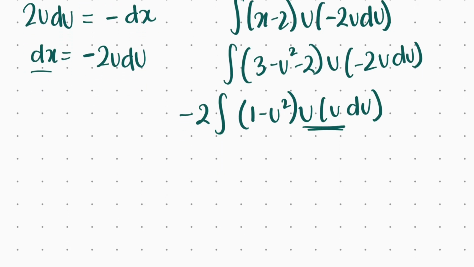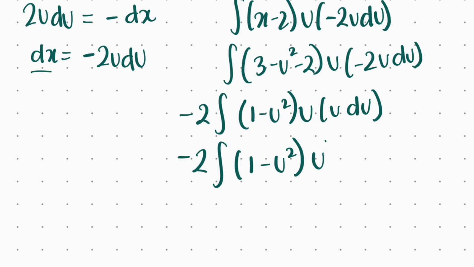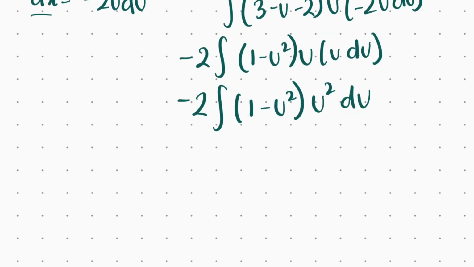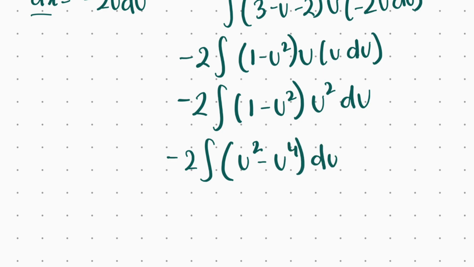Let's multiply these two u's together. Minus 2 integration of u times 1 minus u squared du. Let's just keep on simplifying this. Let's expand this and this. So that's essentially u squared minus u to the power 4 du.